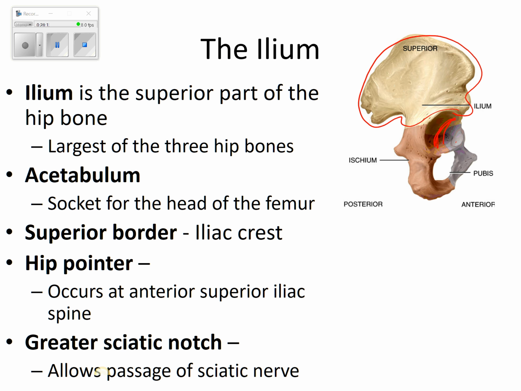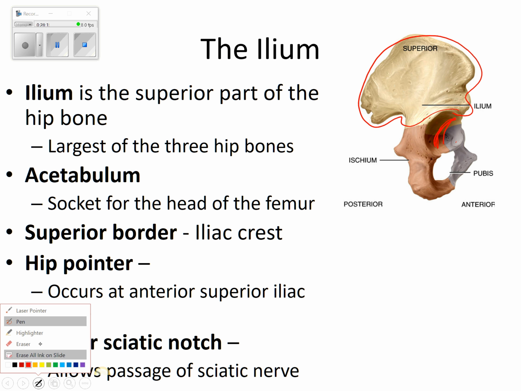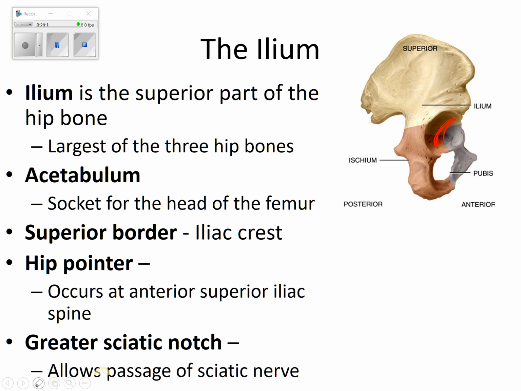Superior border. Let me erase this real quick. So the superior border is called the iliac crest. That's the top of the hip bone here. Also, you have what we know as the hip pointers, and that occurs at the anterior superior iliac spine. And that is just this little pointy piece here. So it's on this side's anterior and this side's posterior. So this would be the anterior superior iliac spine. Down below would be the anterior inferior iliac spine. Okay, so when we're in lab, we'll go over those in a little bit more detail.